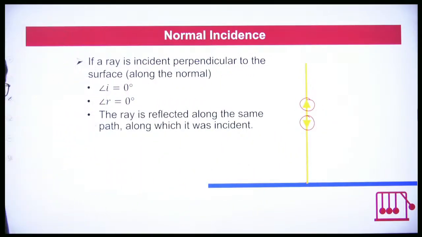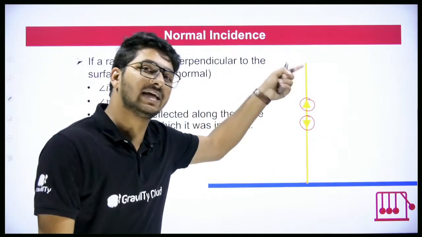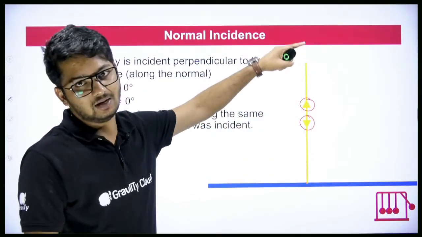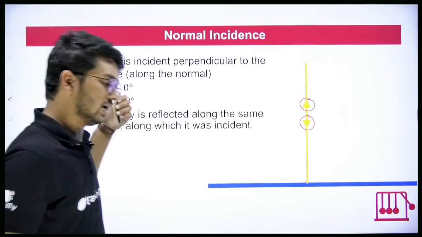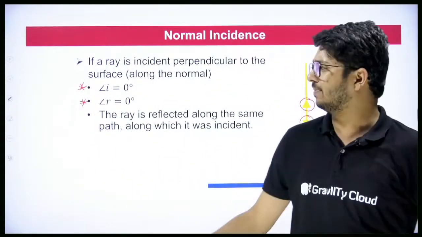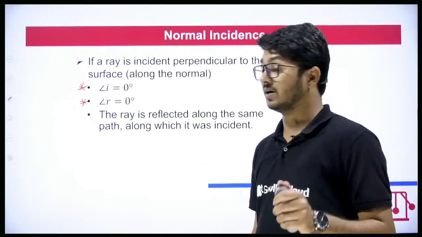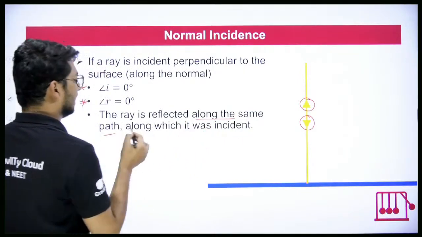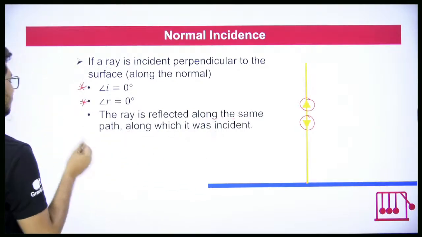That's it. So normal incidence, this is the case. The light will go back along the same path in which it has come. And I is equal to 0 degrees and R is equal to 0 degrees. Do not forget this point. Many people tend to get confused here. I is equal to 0 degrees. Do not forget that. So you can see the ray is reflected along the same path along which it was incident, along which it has come. Got it? Good.